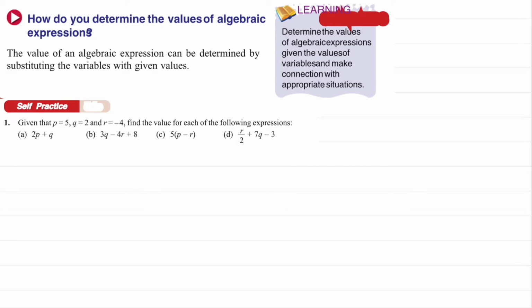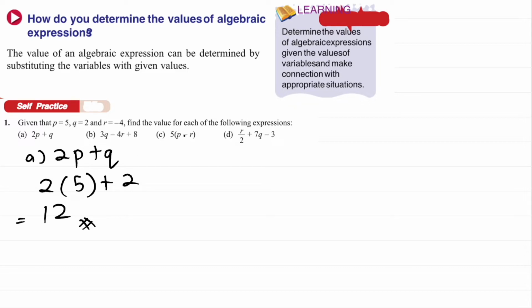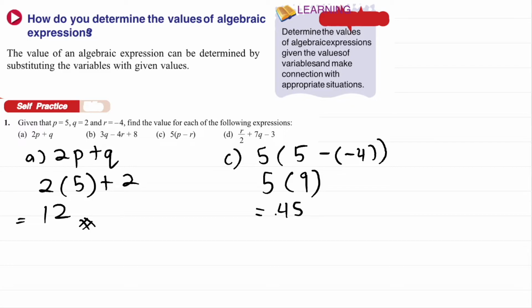Now, how you determine the values of algebraic expression? So the value of an algebraic expression can be determined by substituting the variables with the given value. So this one very straightforward. So maksud kalau 2P tambah Q ni, kita masukkan je apa nilai yang dibagi tu. So 2P berapa? P 5 tambah dengan 2. So dapat jawapan 12. Macam tu je. Tengok C pula. 5. P dia 5. R dia negatif 4 kan. So hati-hati kat situ. Ini akan dapat 9. So this one you will get 45.